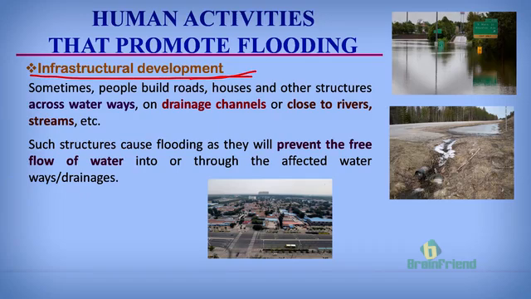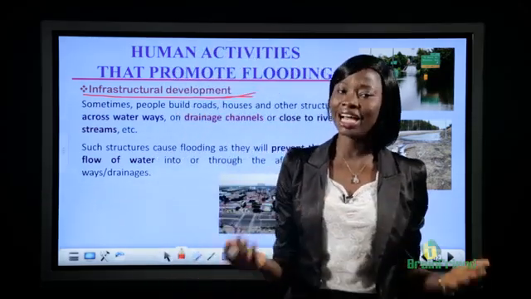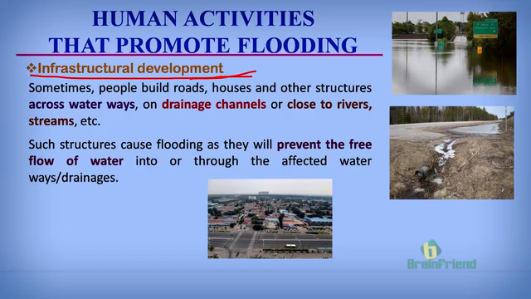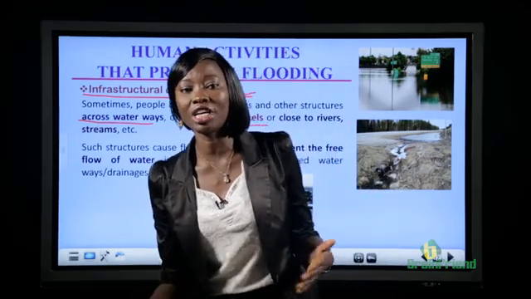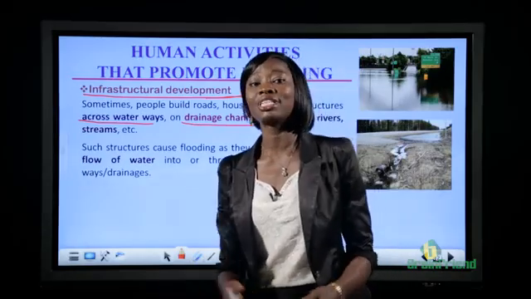Infrastructural development could also cause flooding within an area. This is a human activity that could promote flooding. Sometimes people build houses, roads, industries, and various kinds of structures along waterways. They build them across waterways, along water paths. They even build them on drainage paths. You see people trying to fill water bodies, trying to fill streams and so on, obstructing the natural flow of water within an area.